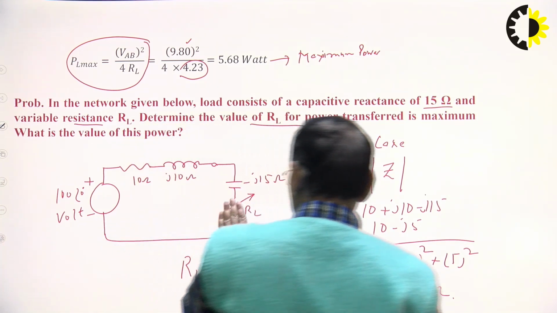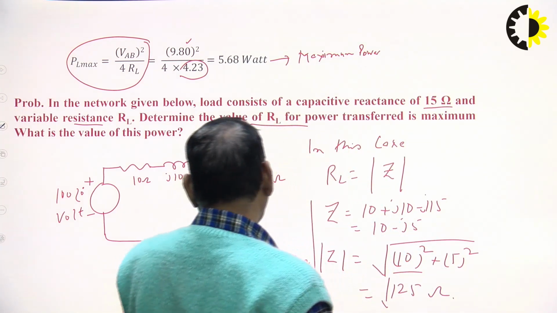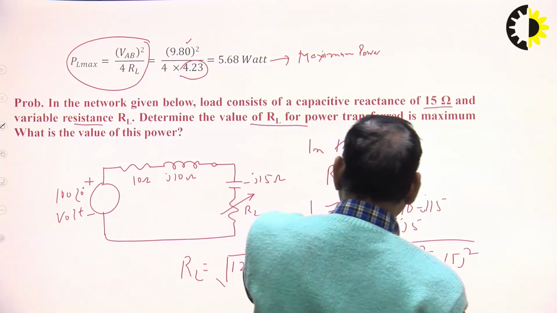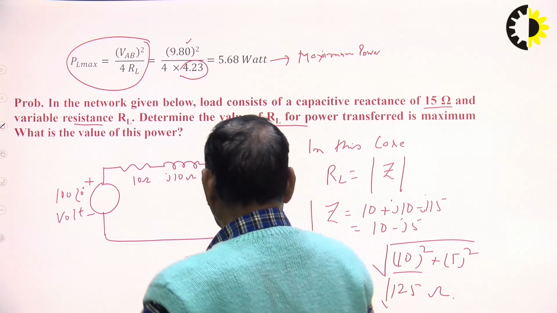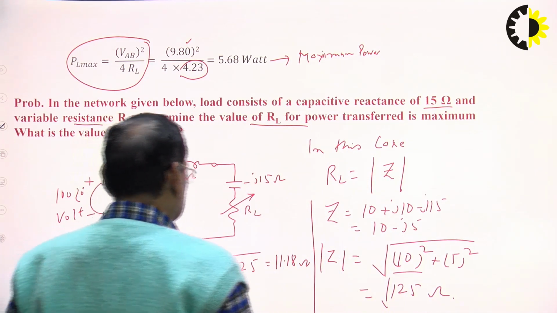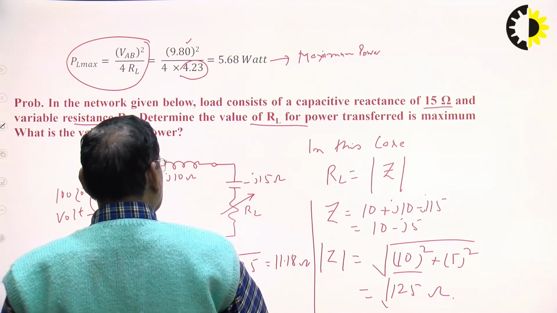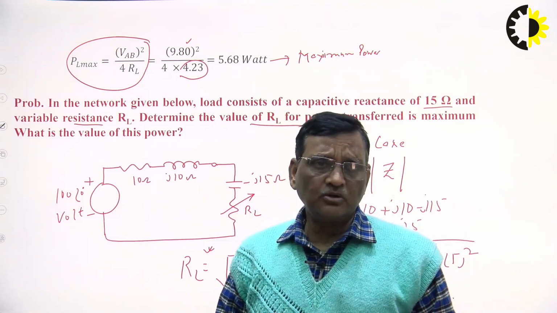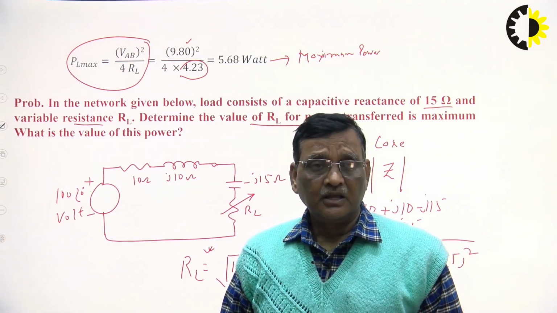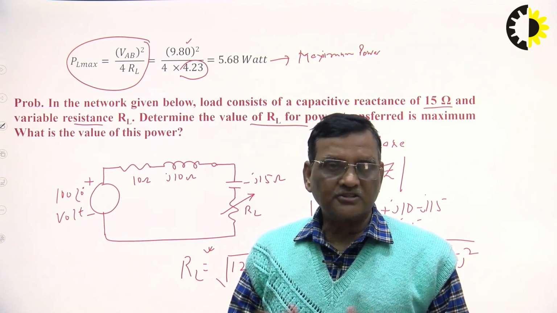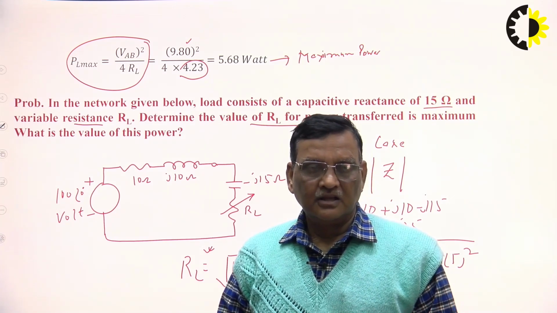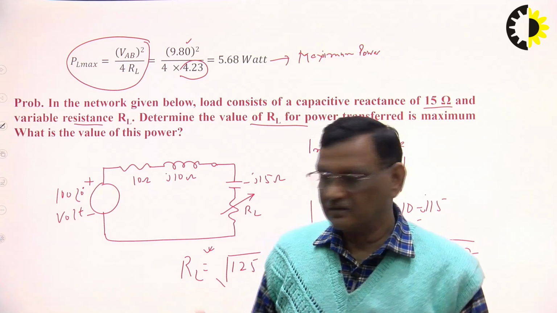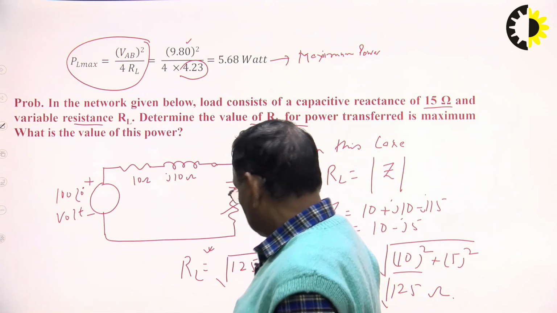Remember, the load is purely resistive, because it is variable, and the rest is constant. So in this case you have to take the mod Z. RL is not equal to 10 ohm, remember. Most of the time students commit a mistake here. If the load is purely resistive and variable, in place of taking the mod Z or mod ZS, they just take RL equal to RS. Please take care. So RL is this.